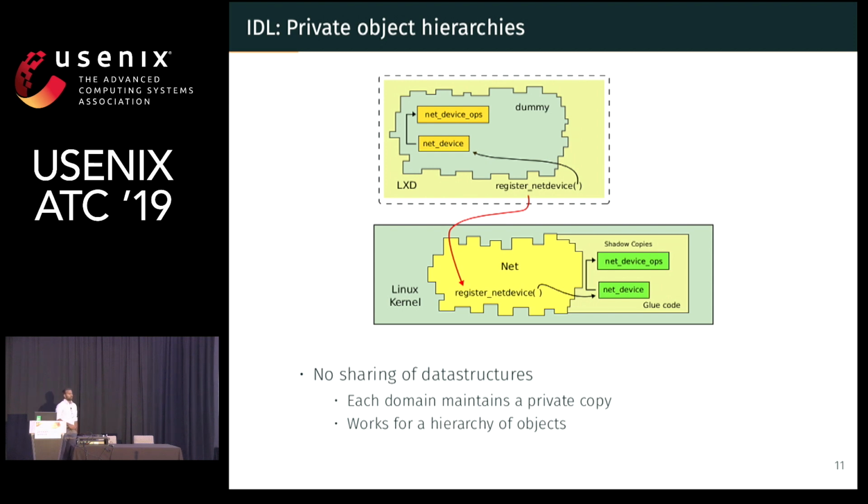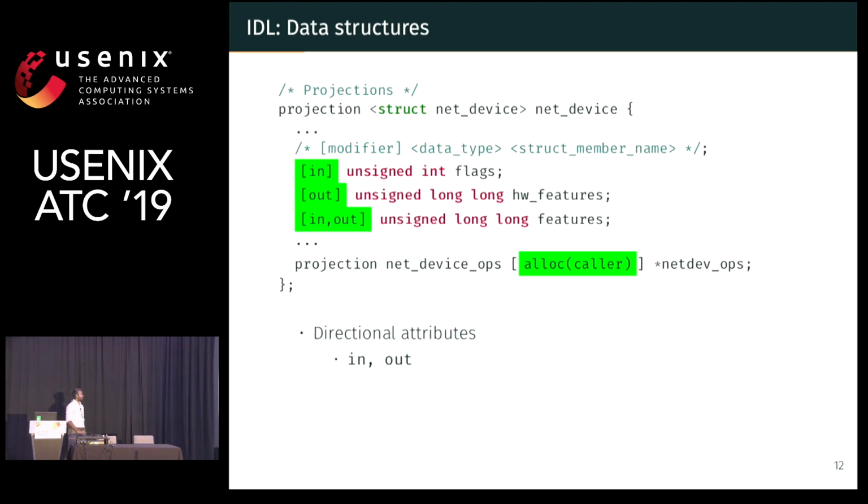This brings up the natural question: if you have two or more copies of data structures, how do you keep them in sync? We use a mechanism called projections to keep them synchronized. Here's an example of the projection of struct net device. A projection contains a subset of members of the structure that needs to be marshaled across the domain to make a function call. And this is the projection that we define for calling register net dev. We support directional attributes which specify the direction of the data flow, and allocation and deallocation of shadow copies of objects are supported using the alloc-dealloc keyword.